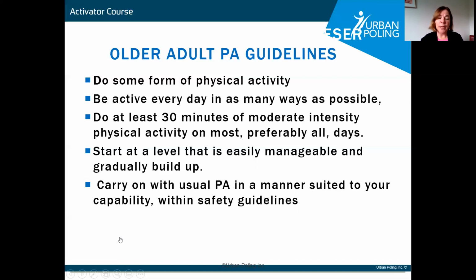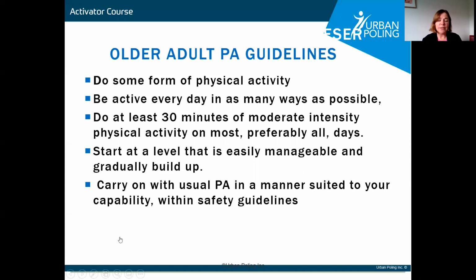Secondly, older people should be active every day in as many ways as possible, doing a range of physical activities that incorporate fitness, strength, balance and flexibility. The third point there is older people should accumulate at least 30 minutes of moderate intensity physical activity on most, preferably all days, which is very similar to the adult physical activity guidelines.